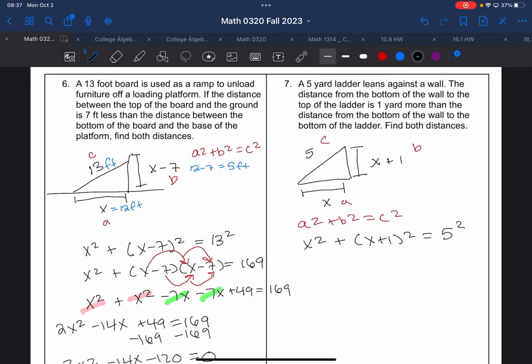What does this X plus 1 squared tell us? How are we going to rewrite that? We're going to write X plus 1 two times. So I have X squared plus X plus 1 times X plus 1 equals 5 squared, which is 25. How am I going to simplify those binomials? FOIL method, okay.